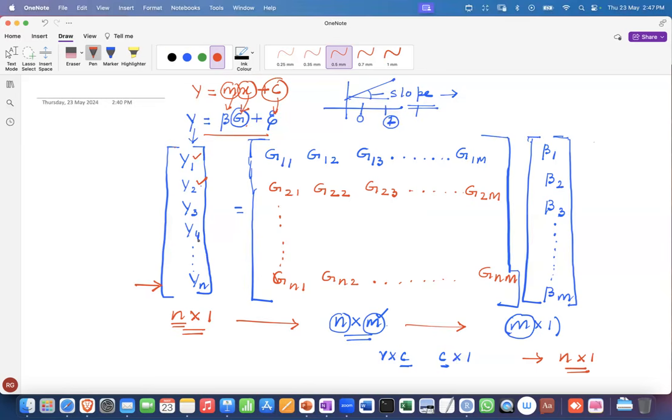You have Y1, Y2, Y3, Y4, the phenotypes running till Yn, and all the genotypes that are running till n, and all the betas that you need to estimate. Is this okay, guys?